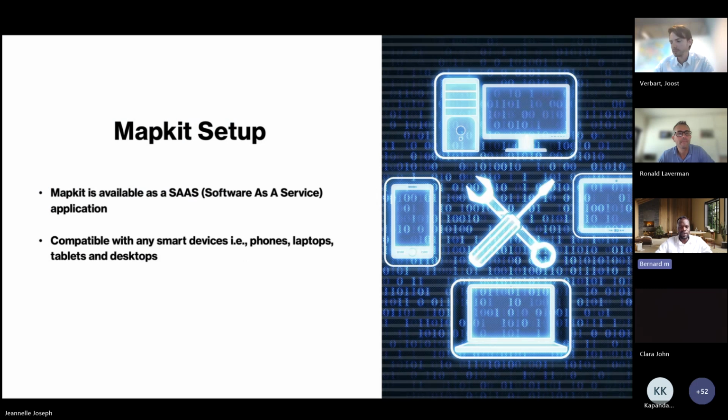Unlike traditional software that requires users to download a setup and then run a setup, MapKit is available as software as a service. What this means is that for our customers to use MapKit, all they need to have is a web browser, any web browser, an internet connection, and any smart device. So the smart device can be your regular laptop, a tablet, a smartphone, a desktop computer, and of course user credentials to log on to the application.